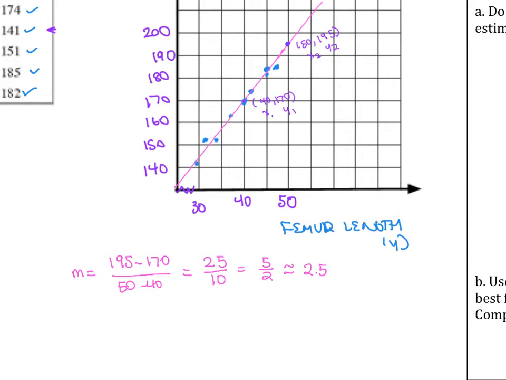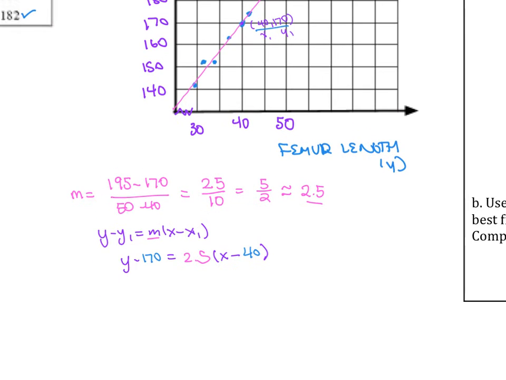Now we need to find the y-intercept. So let's use the point-slope formula. My slope I already know is 2.5. I'm going to use the point 40 and 170 as my x1, y1. So this is y minus our y1, 170, equals a slope of 2.5 times x minus x sub 1, which is 40. You could use any point that you want on the line that you created, like you could use this one here, and that one's fine. So any of the 2 points, you'll get the same exact formula. I just chose that one because they're smaller numbers.